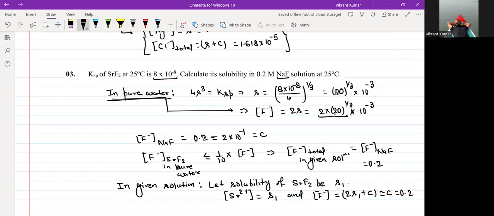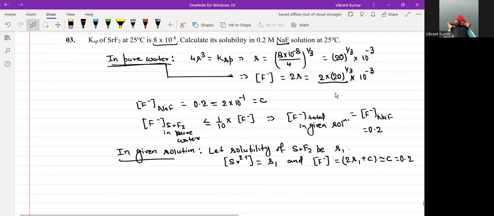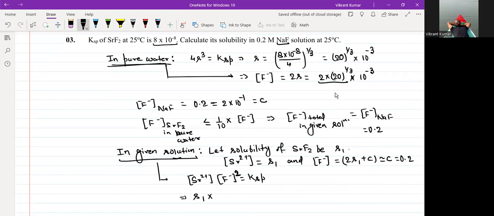And now we can write in the given solution also, if it is reaching at saturation, so we'll have Sr2 plus into F minus ka square will be equal to KSP. And that's why we'll be writing that S1 into 0.2 ka square is equal to 8 into 10 raised to -8. And that's why if you calculate it, S1 is coming 2 into 10 raised to -6, and that is the solubility they are asking you, na? Solubility तो पूछ रहा है. This will be the answer.